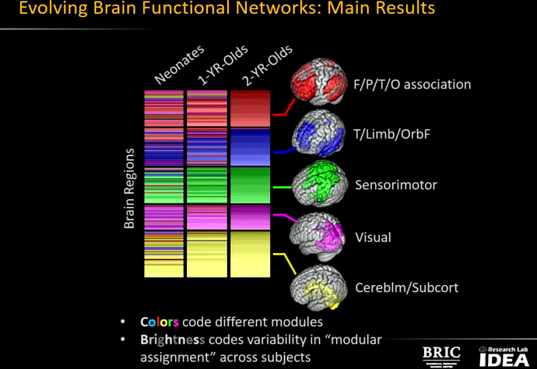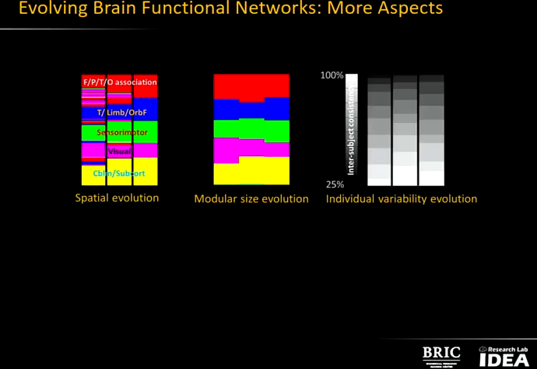And we have the main result. Here we detect the 5 modules, and we use color to code different modules for different age groups. Here are the brain regions. We can also use brightness to code the individual variability in terms of the module assignment across different subjects. By breaking down the main result into different view angles, we can see the spatial evolution.